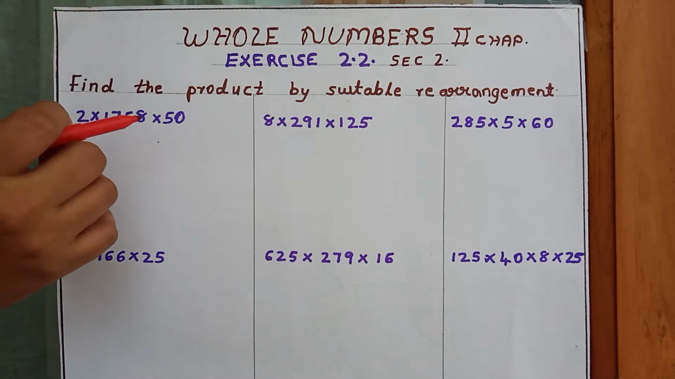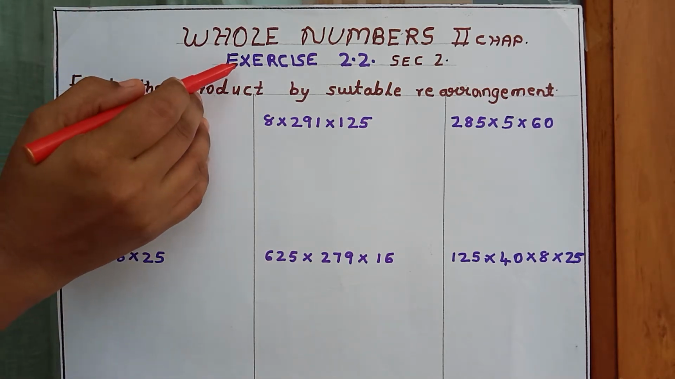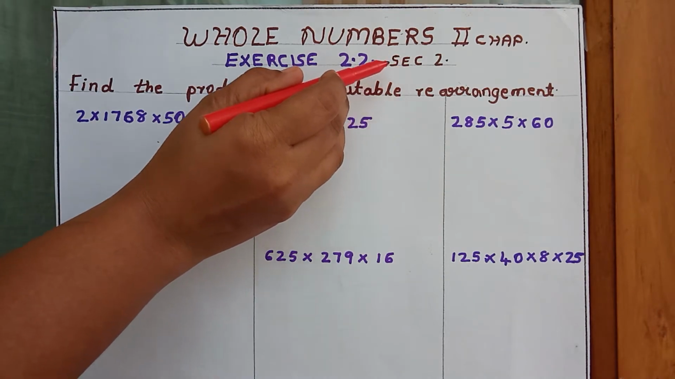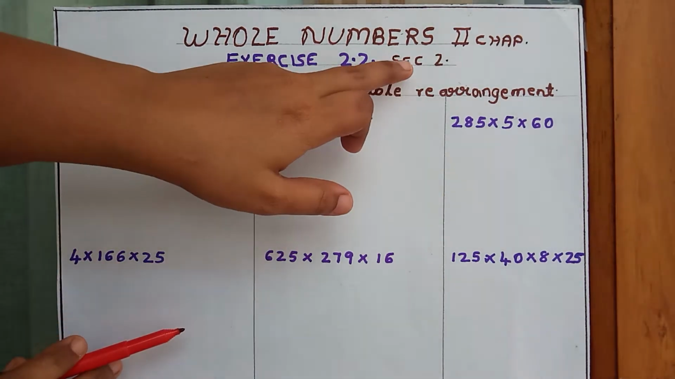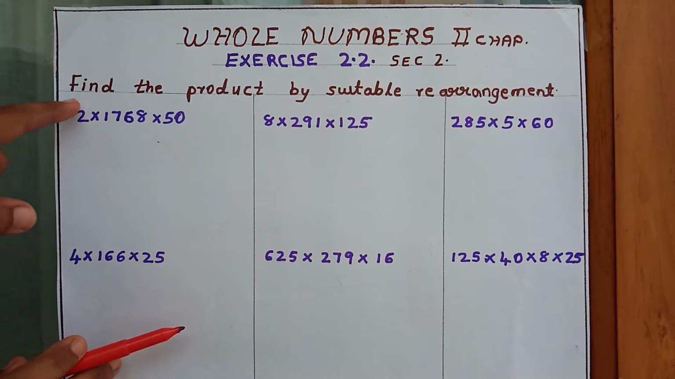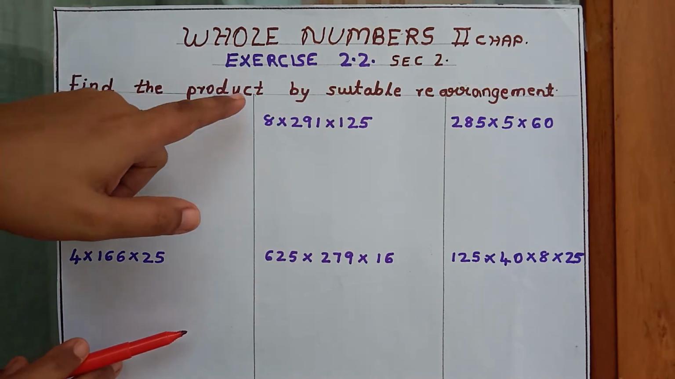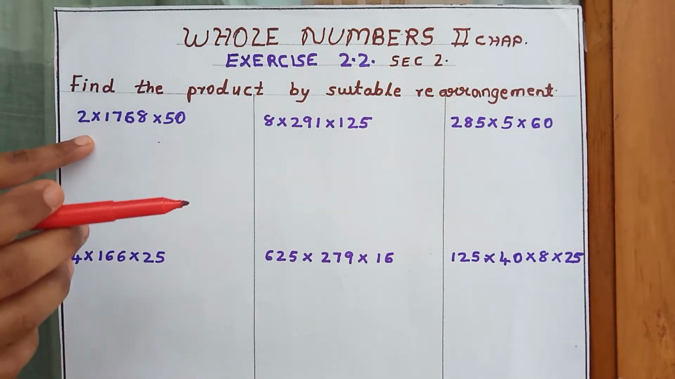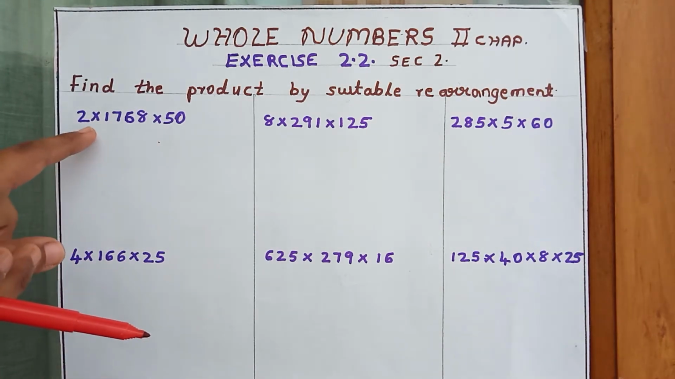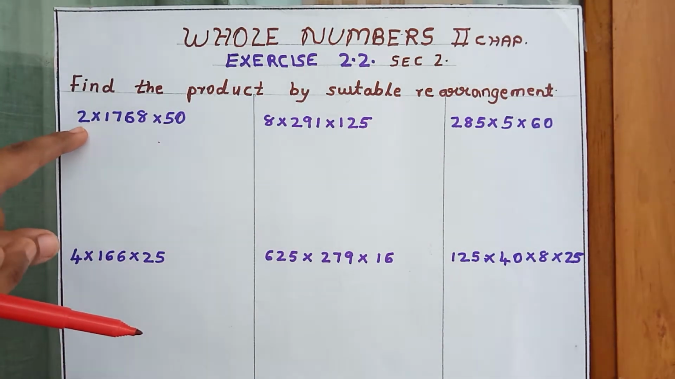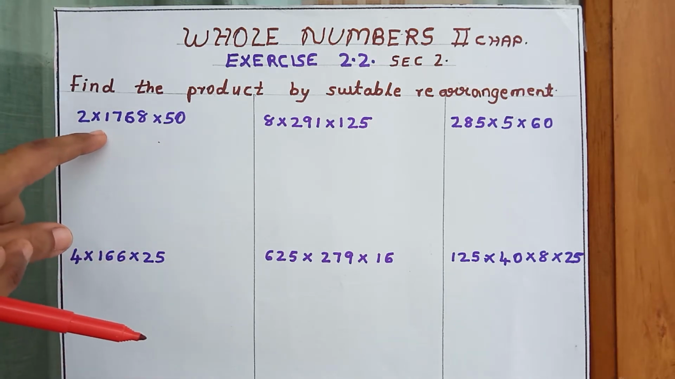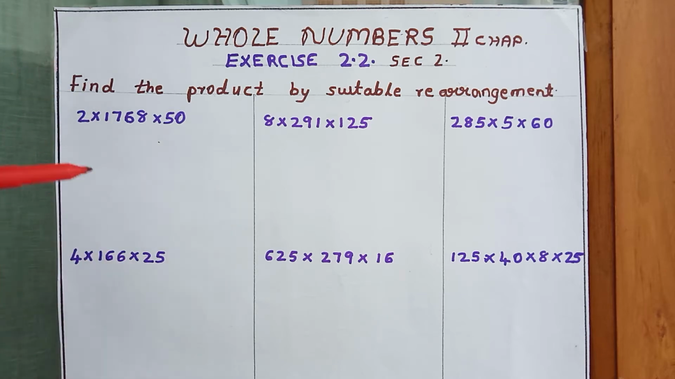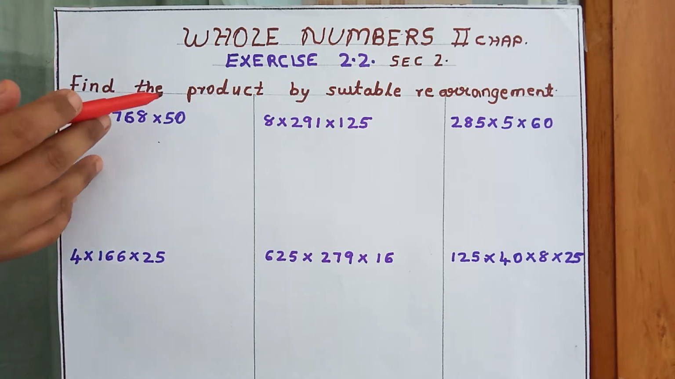Hi kids, in the previous class we were dealing with exercise 2.2 and section 1. That section was over. Now in this class we are doing section 2. So here we have to find the product by suitable arrangement. By seeing the problem itself we can say that this comes under the associative property under multiplication. Okay, how can we associate this?